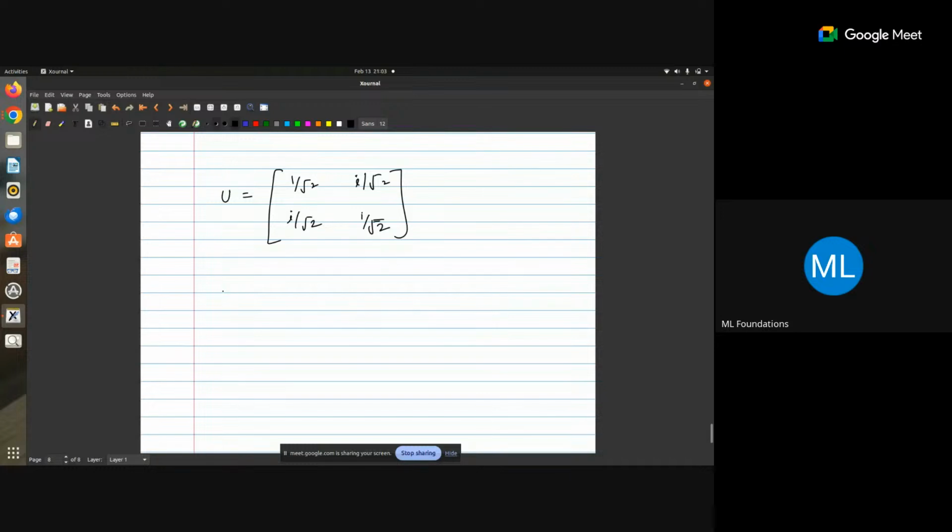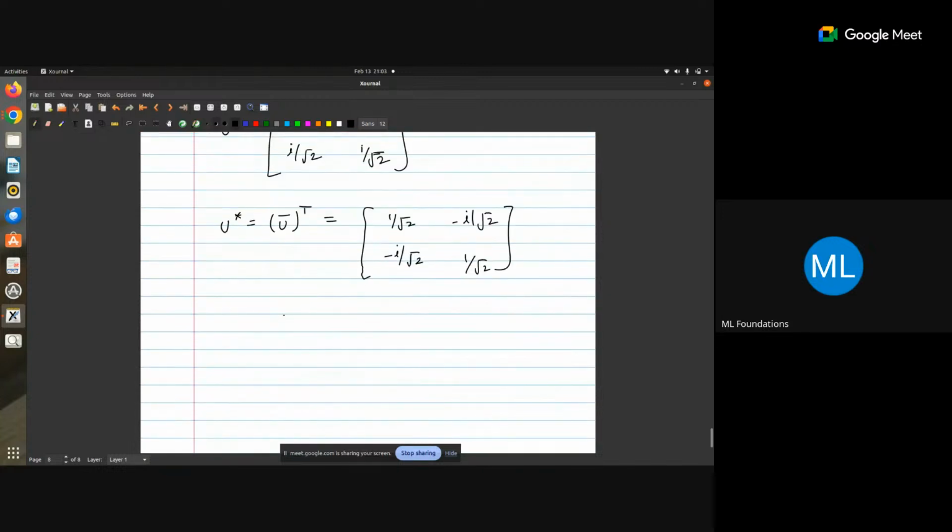So what is u star here? It is u conjugate transpose. So that will be equal to 1 by root 2, minus i by root 2, i by root 2 and 1 by root 2. Fine. And that is also your final conjugate, right? Because if you take the conjugate it will give me the same thing.